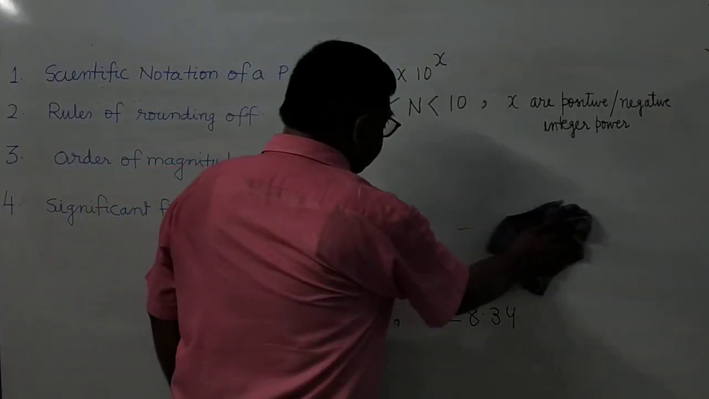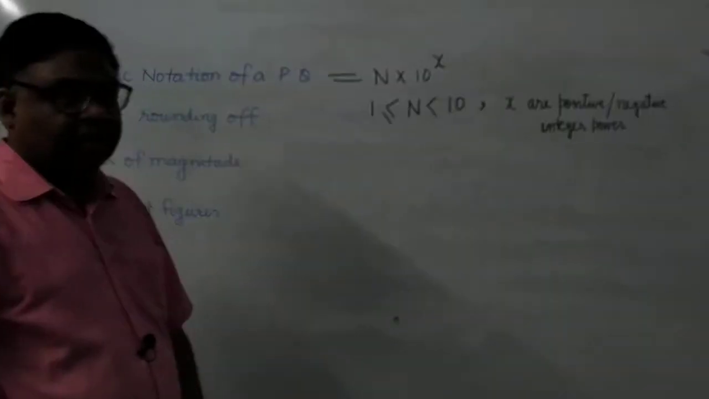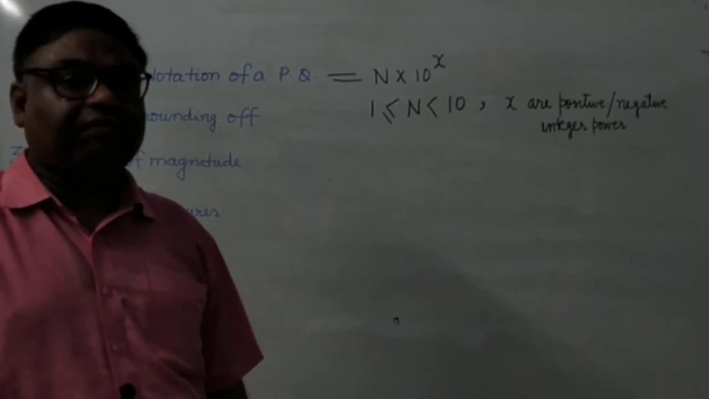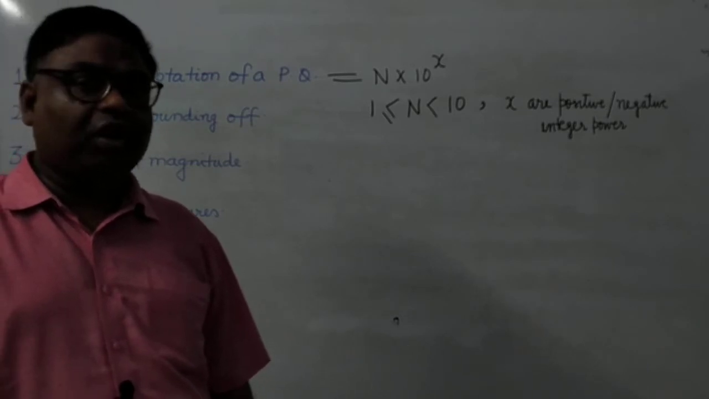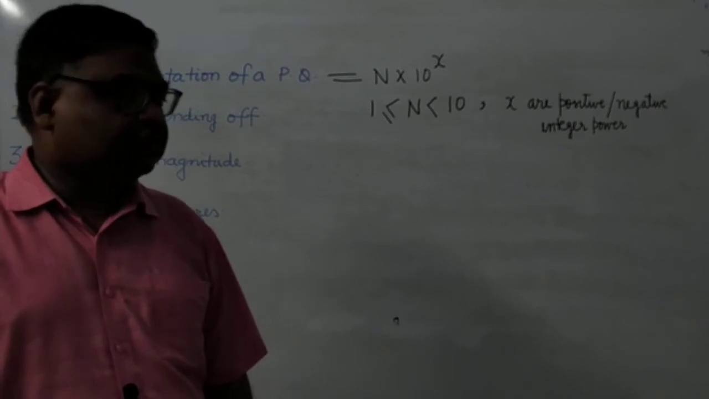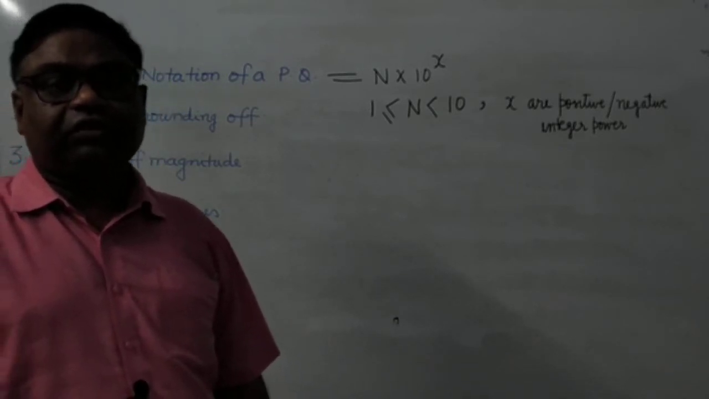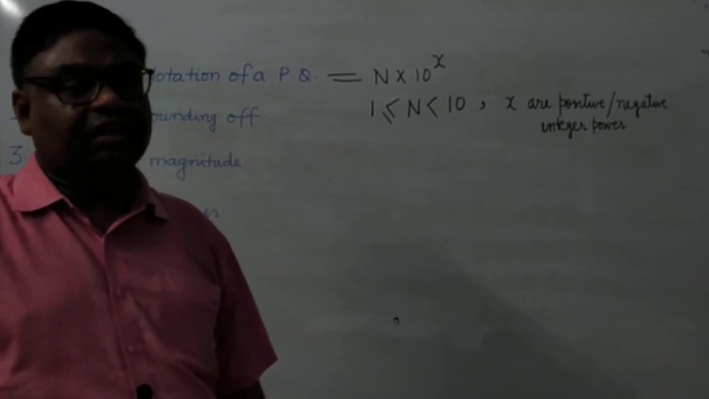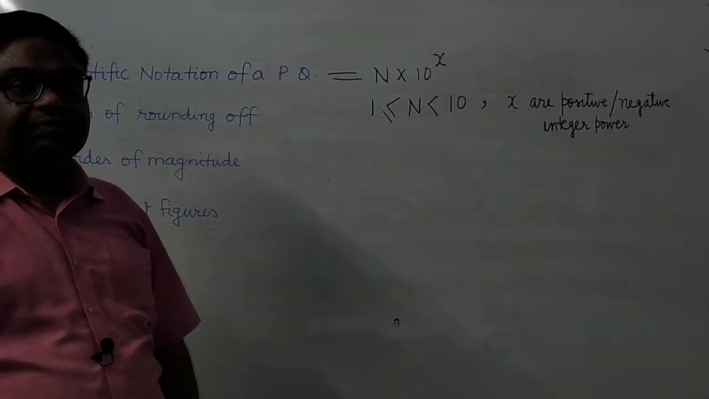Order of magnitude means the magnitude of any physical quantity in powers of 10, in the nearest power of 10. It's clear? Magnitude of any physical quantity in the nearest power of 10. So how will you determine the order of magnitude? So first you will write that quantity in scientific notation. Means you will write in this form.